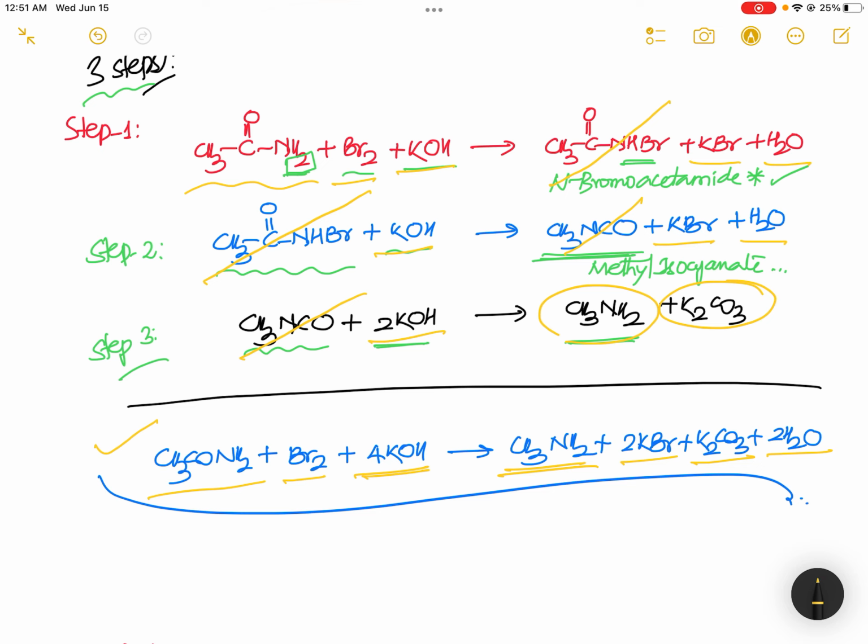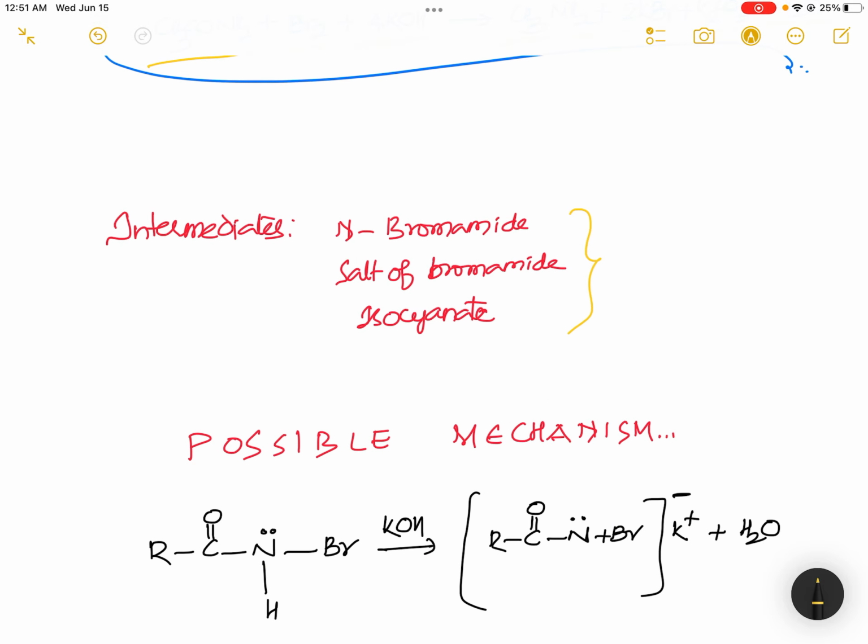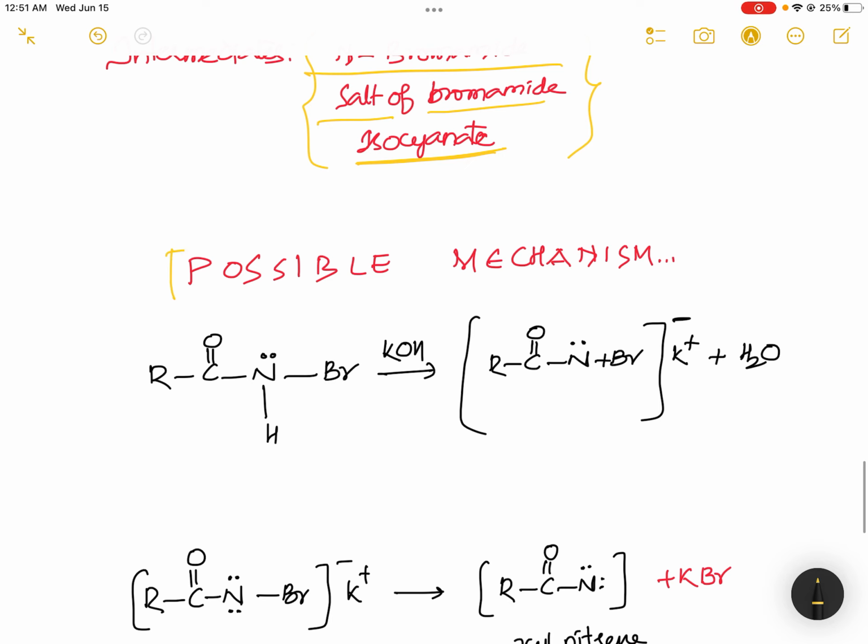Then coming to the intermediates, N-bromoacetamide is an intermediate, methyl isocyanate is an intermediate, and some salts are also there. Okay, N-bromoamide is an intermediate, salt of bromoamide is also an intermediate, isocyanate is also an intermediate. See here one special word we are using, possible mechanism. We are not sure about the mechanism.